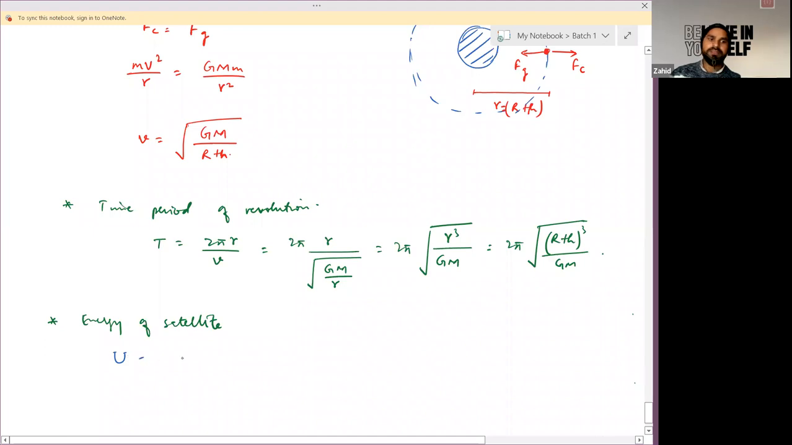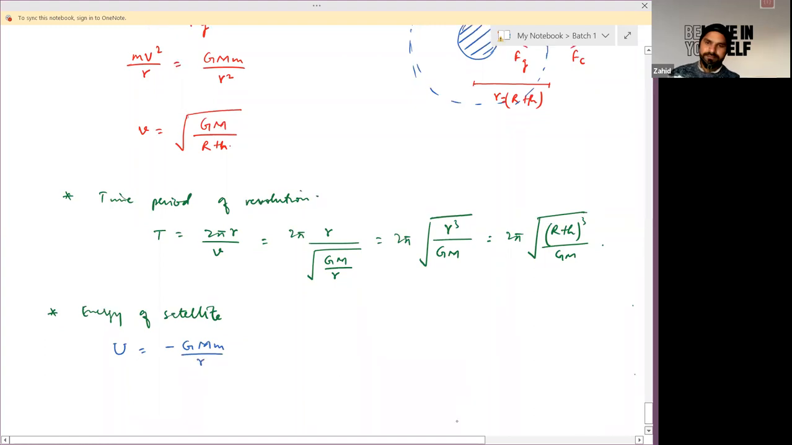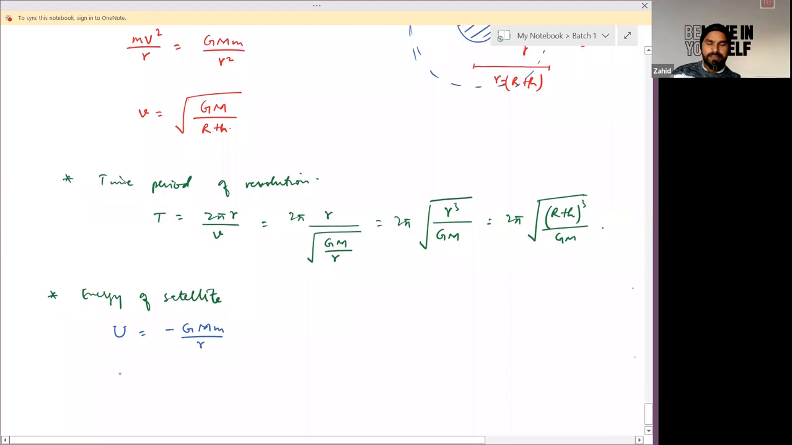Potential energy is due to its interaction, it will be minus GMm by small r. Next, kinetic energy is half mv square. So if you put the value of v from the above part, you will get GMm by 2 times of r.